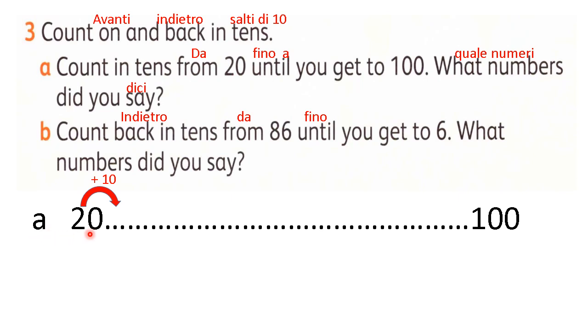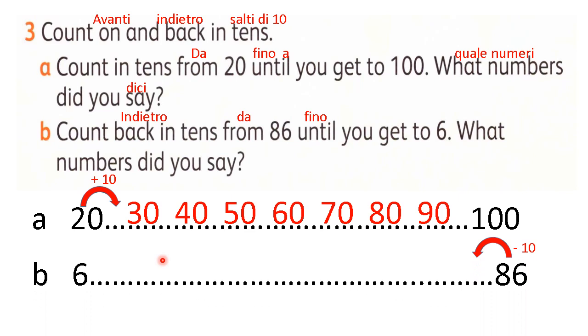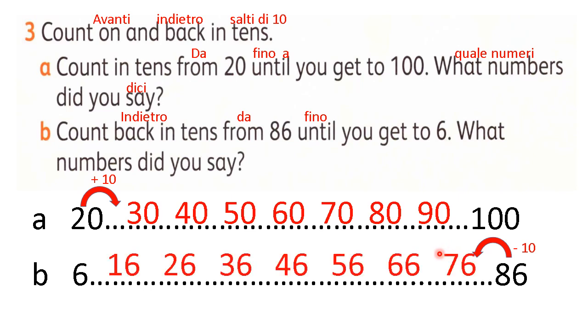So A, counting on in tens from 20, we say 30, 40, 50, 60, 70, 80, and 90. B, counting back from 86 to 6, counting back in tens, that's minus 10, we go 76, 66, 56, 46, 36, 26, and 16.